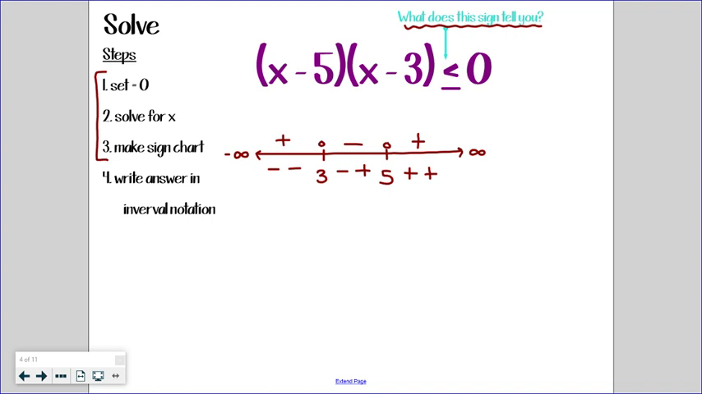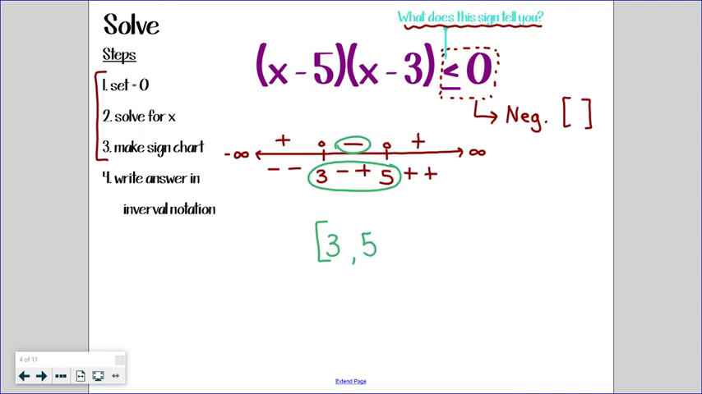And now the last part of it is reading our answer. And that comes from this part of the inequality. What is that asking us to find? We want numbers that are less than or equal to 0. So we want the sections that are negative. And because of the or equal to, we are going to include the zeros or use brackets. So negative sections in this graph would be this interval right here from 3 to 5. And it says we are including the zeros. So it's a 0 at 3, so I use a bracket up to 5. That would be the part that would make this inequality true.